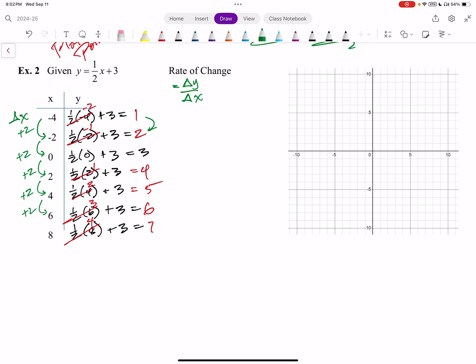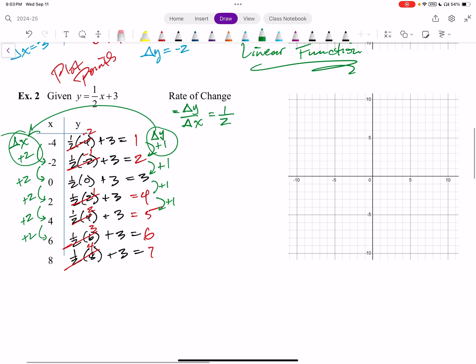Now delta y is 1 here. 1 plus 1 is 2, plus 1 is 3, plus 1 is 4, plus 1 is 5. So delta y is equal to 1. So the rate of change is 1 divided by 2. You take your delta y and divide by delta x. And notice that's in the function. Your rate of change, which is the value of m in this case, is given in the function. You should have already known that even before we got started, but I'm just trying to make connections here.